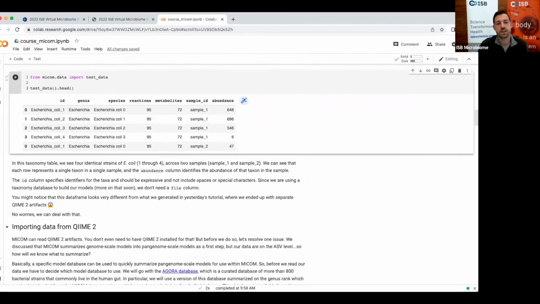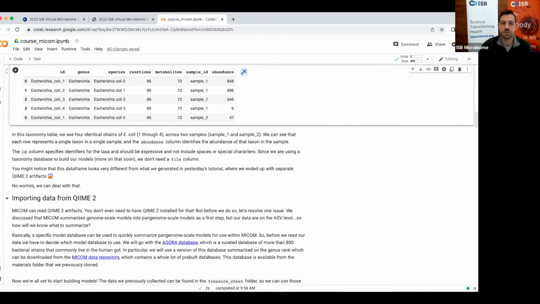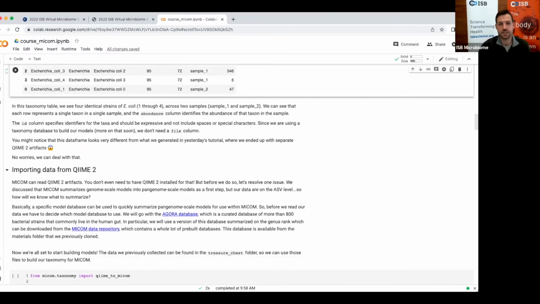Cool. So you might notice that yesterday we built tables in QIIME. And so that's not necessarily so easy to read in, but no worries, we can deal with that. Like I mentioned previously, Mycom is built in order to be able to accept QIIME outputs. And that's why we installed those two packages early on, allowing us to take a look at QIIME data directly in Mycom.